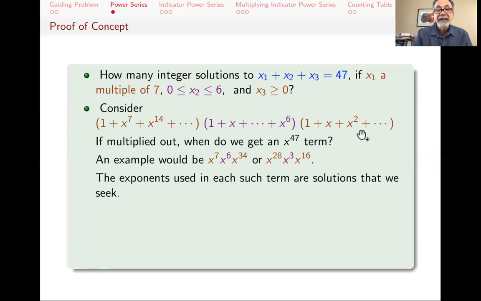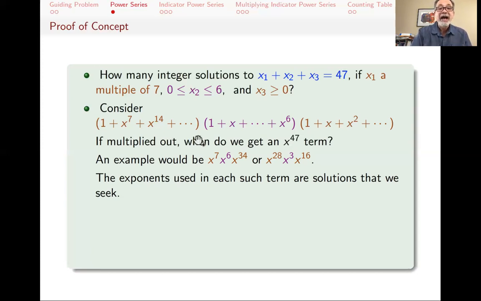Now the exponents, if you look at them, are actually the solutions to the equation x1 plus x2 plus x3 equals 47 that we were seeking. Why? Because the first exponent, since it's coming from the first parentheses, is always going to be a multiple of 7. The second one is going to be between 0 and 6. And the third one could be anything. So when I find one of these terms that gives me x^47, the exponents give a solution to x1 plus x2 plus x3 equals 47, satisfying the weird conditions I had put. So the question is, how many of these solutions are there?